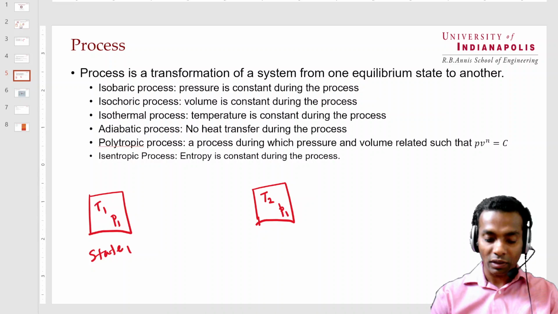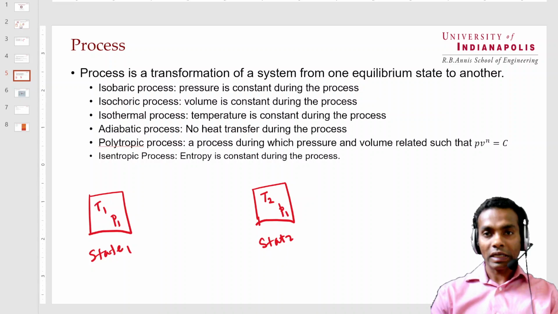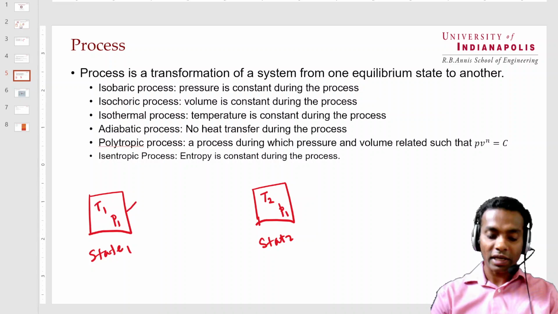Now for example, that Coke can, if you leave it for a significant amount of time on the table, will eventually come to the temperature of the room. So what happened was one of its properties was changed. Once the property is changed, that means the state is changed. Now how do we define this change? This change in states, from one equilibrium state to another equilibrium state, is called a process.